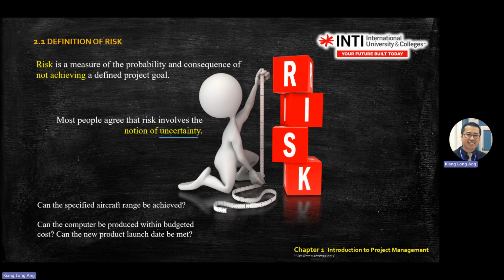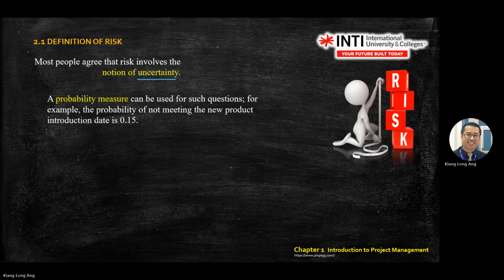So for example, can the specified aircraft range be achieved? Let's say you are designing an aircraft. If you don't specify your project well, then you'll keep finding some parameters changing. So there's some risk if you're not able to specify the aircraft range, for example, or for products like a computer, you don't have the exact amount of the budget, then you're actually risking the whole objective, the whole uncertainty.